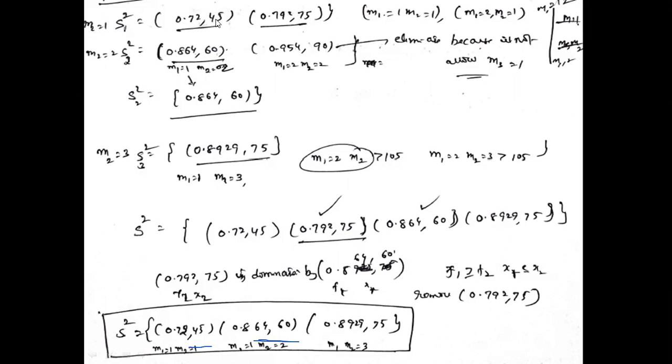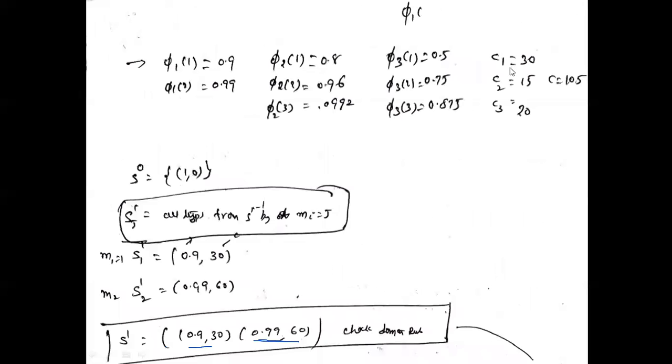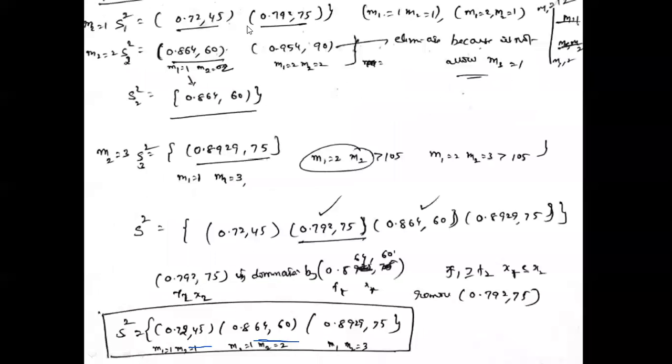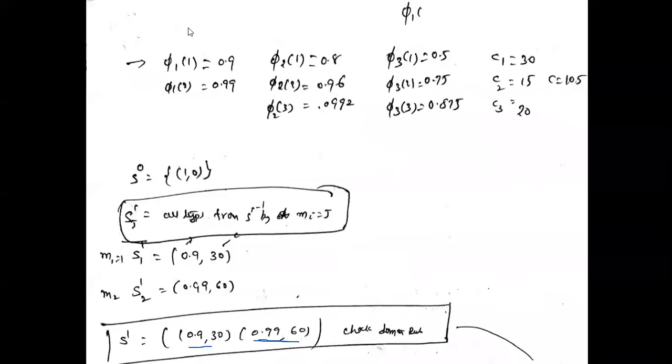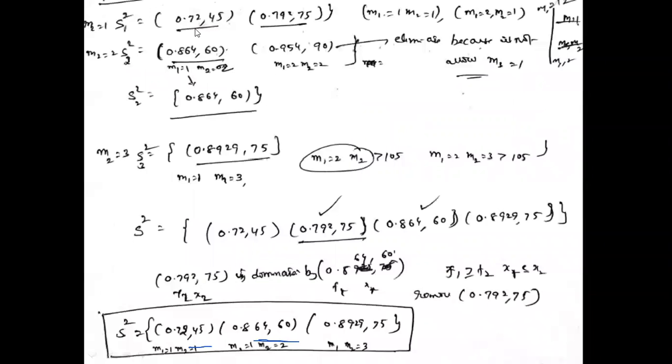So how are we getting 45? For m1 equal to 1, m2 equal to 1, from the previous slide, c1 plus c2 means 30 plus 15, which is 45. How are we getting 0.72? Suppose in the first stage you are taking a single device with reliability 0.9. In the second stage you are taking a single device with reliability 0.8. That is 0.9 into 0.8, which is 0.72.